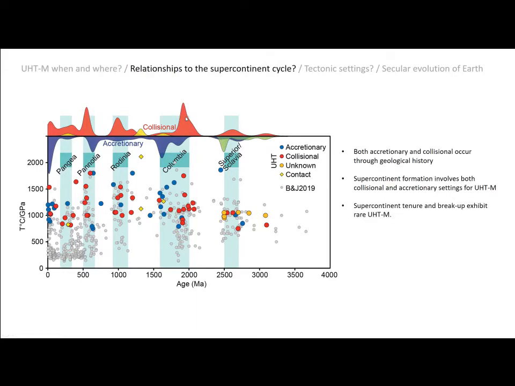We can glean the first few order patterns from this analysis. Firstly, both collisional and accretionary types occur throughout Earth's preserved record of UHT metamorphism. Secondly, during periods when we form the supercontinents, which we see by these vertical bars, we see an increase in UHT occurrences, and we also have both collisional and accretionary types forming during each supercontinent cycle. And lastly, during breakup periods of supercontinents, we see rare to no UHT metamorphism, which correlates with the lack of orogenesis globally.